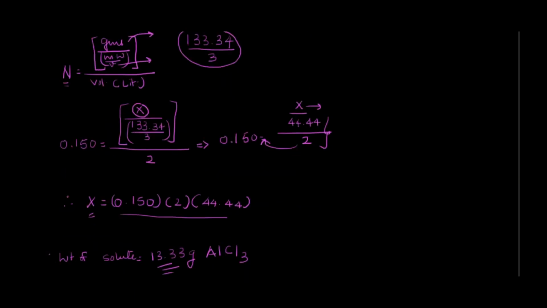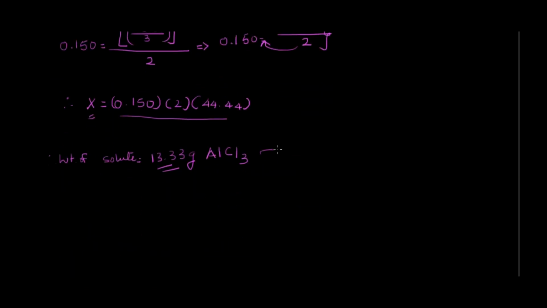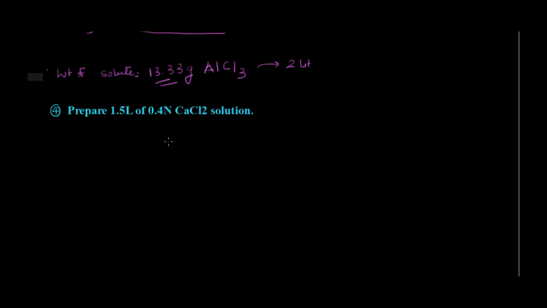Alright, so take this much amount, dissolve it in 2 liters of water, you would get your desired concentration solution. This is how we are going to do the normality calculation. Let's take one more similar example but a different compound. This problem says prepare 1.5 liter of 0.4 normal calcium chloride solution.